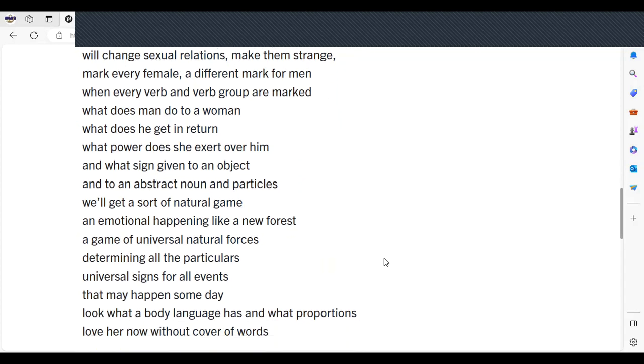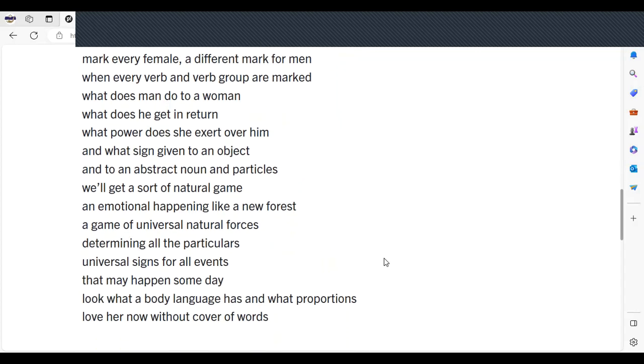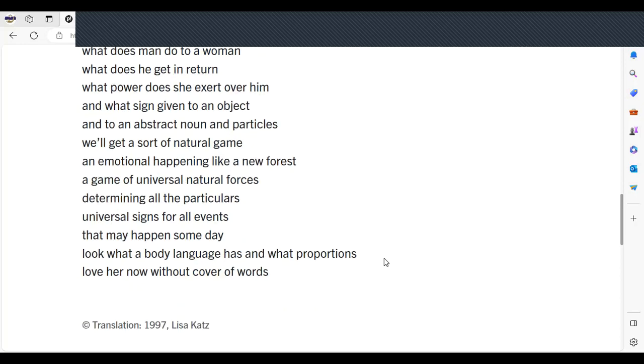What does man do to a woman? What does he get in return? What power does she exert over him? And what sign given to objects into an abstract noun and particles? We'll get a natural sort of game, an emotional happening like a new forest, a game of universal natural forces determining all the particulars, universal signs for all events that may happen someday. Look at what a body language has and what proportions. Love her now without the cover of words.